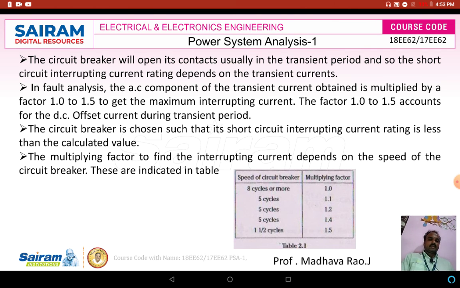For 8 cycles, the multiplying factor is 1. For 5 cycles it is 1.1, and for 1.5 cycles the multiplying factor is 1.5. So the interrupting current depends on the speed of the circuit breaker. Here we have a table of speed of the circuit breaker versus multiplication factor. If the time taken is more, the multiplication factor is less. If the time taken is less, the multiplication factor increases, to 1.5 for 1.5 cycles.